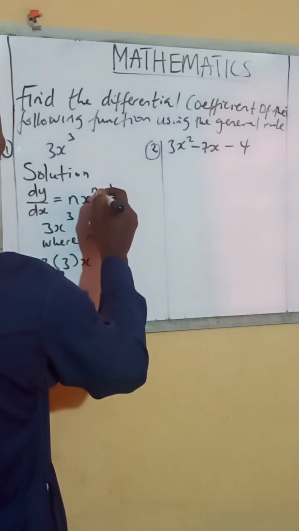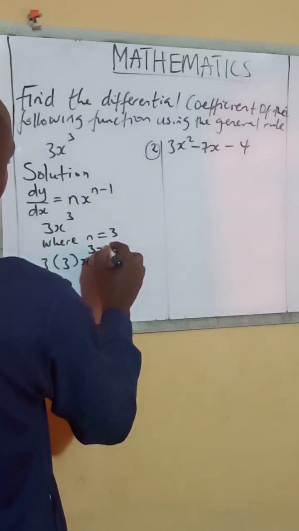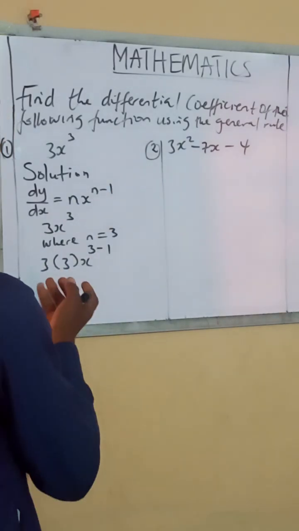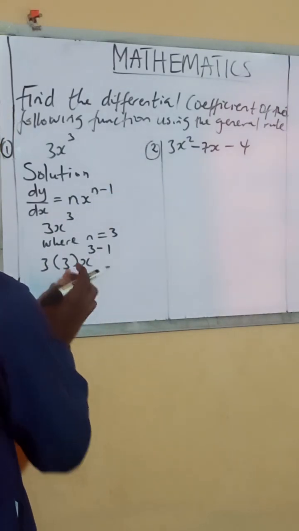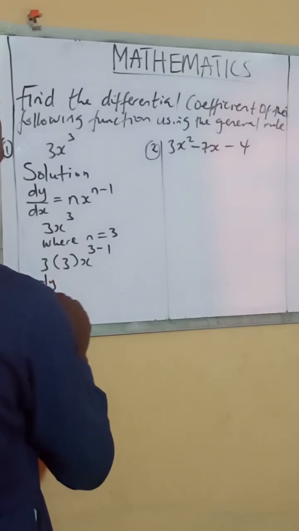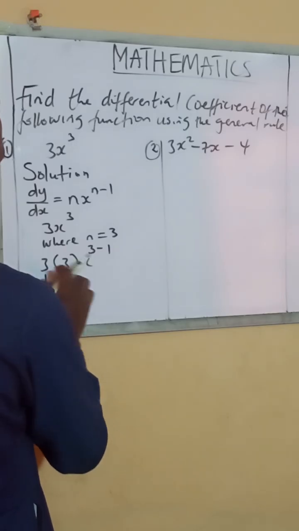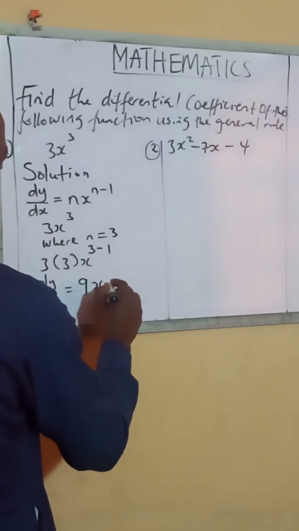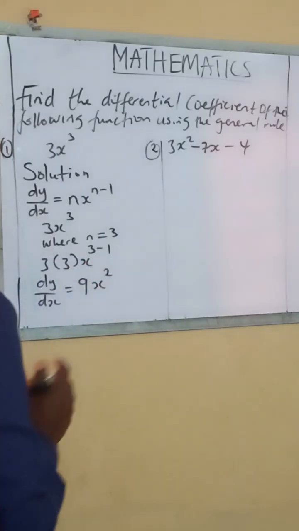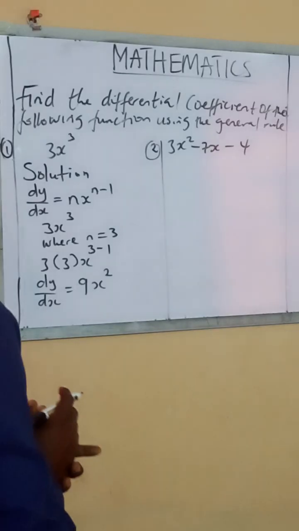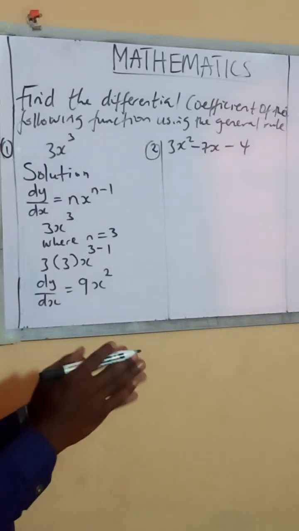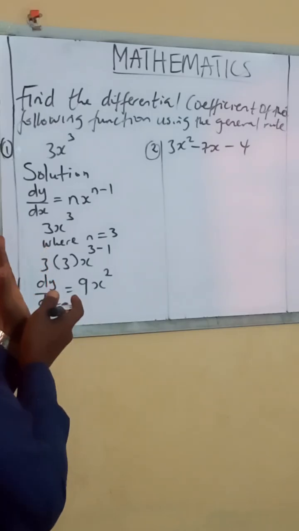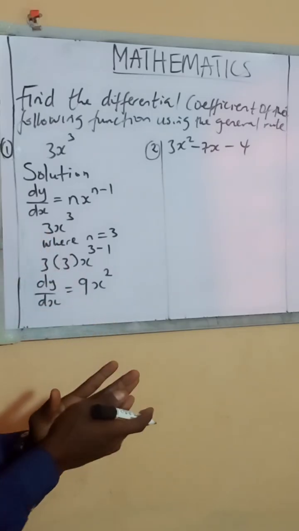So in that regard, this is our question. Our n is what? 3 minus 1, based on the formula. From this regard, what do we do? We multiply this. We now say dy over dx equals to 3 times 3 will give us what? 9. 9 times x will give us what? 9x raised to the power of what? 2. We are done with this. You apply the formula gradually. Before you know, you are done. This is already differentiated based on the general rule.